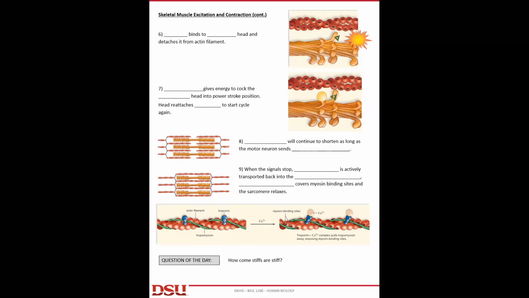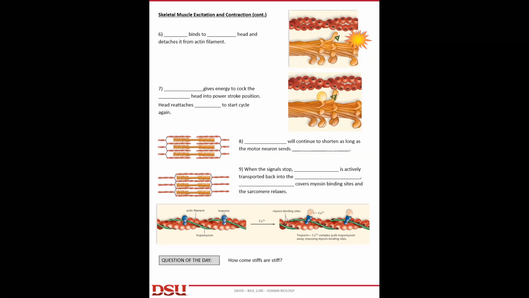The sarcomere will continue to shorten as long as the motor neuron continues to send the action potential, or the signal to do that. When those signals finally stop, the calcium is actively transported back into the sarcoplasmic reticulum, and the tropomyosin, or the gate, once again covers up the myosin binding site, and the sarcomere can relax.